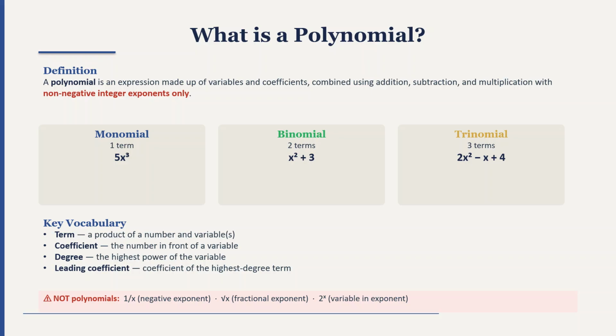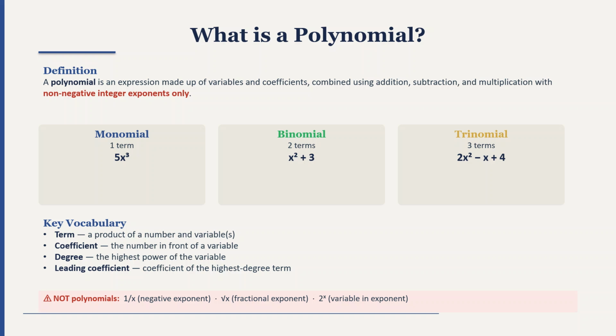Polynomials are classified by the number of terms. A monomial has one term, like 5x cubed. A binomial has two terms, like x squared minus 4. A trinomial has three terms, like 2x squared plus 3x minus 1.